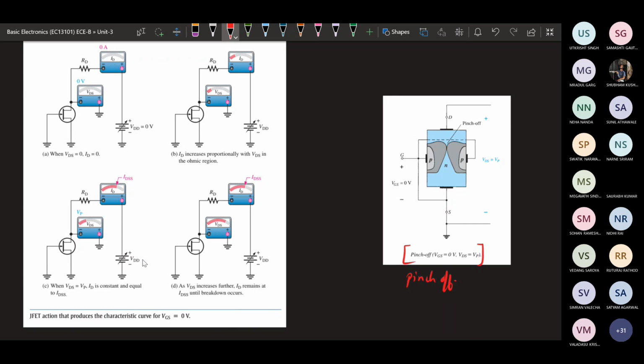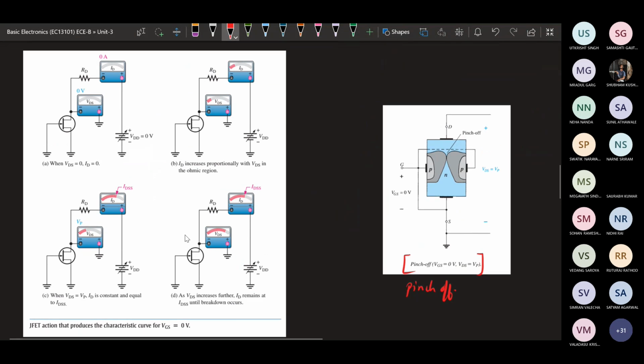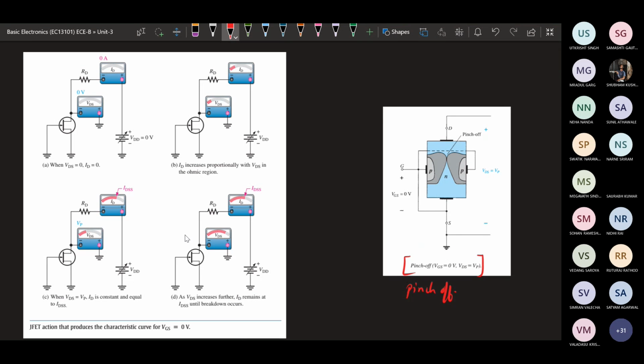VGS equals 0 we have seen in the previous case. This is the VGS equals 0 curve. Whatever the VDS is increasing, with respect to that there is a curve. How it is produced, we can consider here. When VDS equals 0, the current will be 0. The first case we have seen.